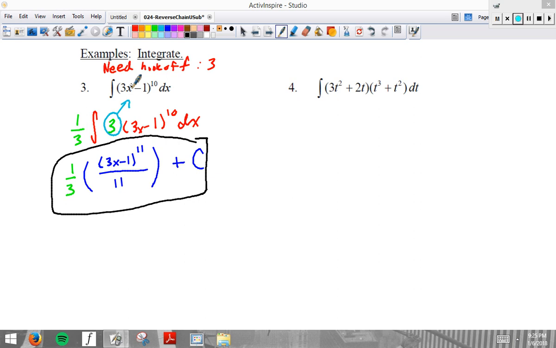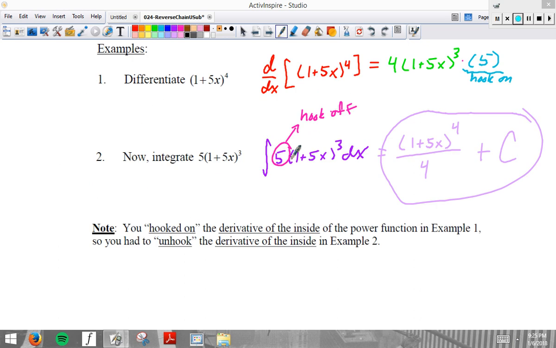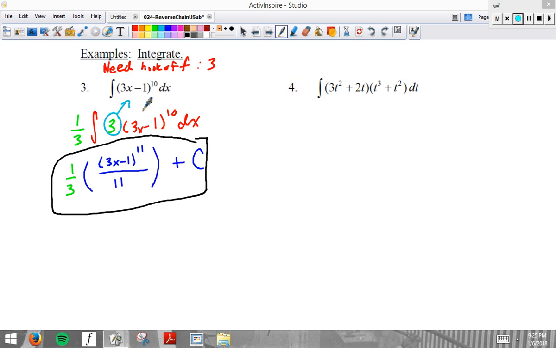It's super important. So what we did, one more time, we needed the hook off. In this example, the hook off was already there, so we didn't have to do anything. We just had to unhook it. Here we needed that 3. It wasn't there. So we put that 3 and we multiply it on the outside by its reciprocal. That's it.